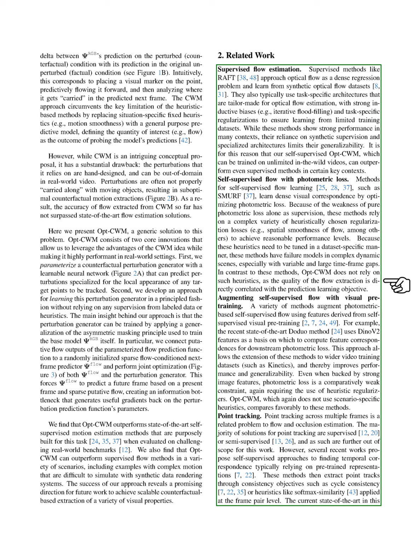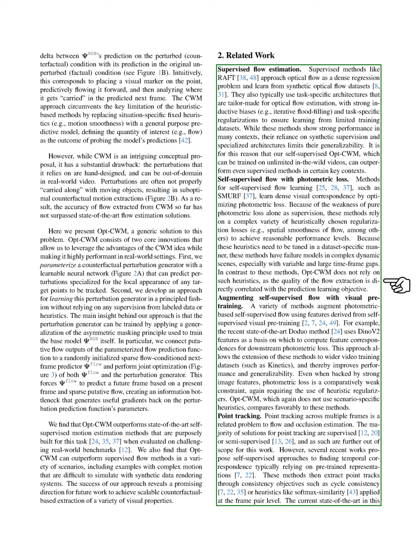This is why our self-supervised approach, Opt-CWM, which can be trained on an unlimited number of real-world videos, can surpass supervised methods in certain important scenarios. Next, we look at self-supervised flow learning methods, such as SMRF, which optimize photometric loss to learn dense visual correspondence. However, these methods often rely on a mix of heuristically chosen regularization losses, like ensuring smooth flow, to achieve decent performance. This reliance on heuristics can lead to failures in complex dynamic scenes, especially with large time gaps.